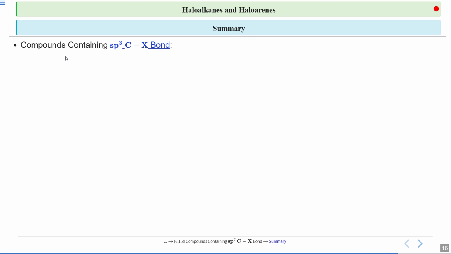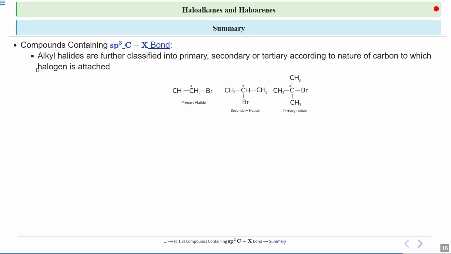Then we have talked about the classification of compounds containing sp3 carbon halogen bond. Alkyl halides are further classified into primary, secondary, tertiary, or you can say 1 degree, 2 degree, or 3 degree, according to the nature of the carbon to which the halogen is bonded directly. So in this classification of sp3 carbon halogen bond, we have talked about the alkyl halide, which are further classified into the primary, secondary, or tertiary halide.